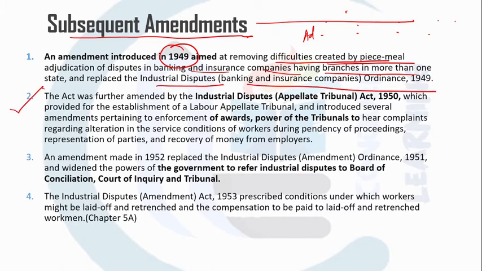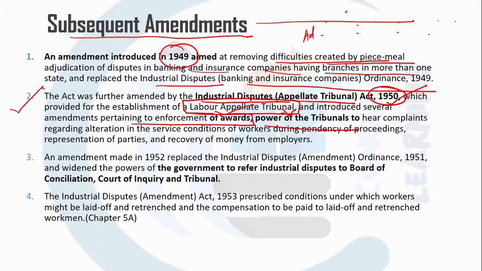Next was the amendment in 1950, the further amendment was the Industrial Disputes Appellate Tribunal Act, which provided for the establishment of the Labor Appellate Tribunal. So you may have the question, when was the Labor Appellate Tribunal introduced? It was in 1950, and it was pertaining to enforcement of awards and power of tribunal.